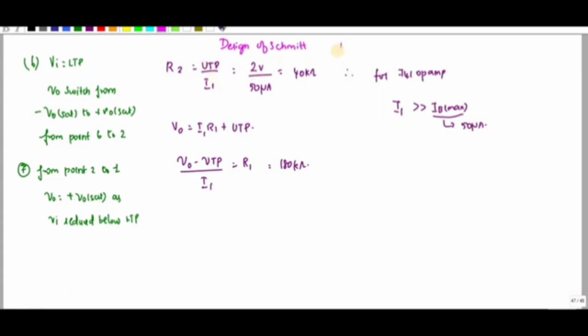So they have given the triggering value, that is plus or minus 2. Okay. So for UTP it is 2, for LTP it is minus 2. And the I1 value must be greater than the IB max value, that is for I741 op amp it is 50 microampere. So if we substitute, R2 value is 40 kilo ohm, and if I substitute in this equation I will get R1 is equal to 180 kilo ohm. So you can design this Schmitt trigger also by using a non-inverting Schmitt trigger circuit.